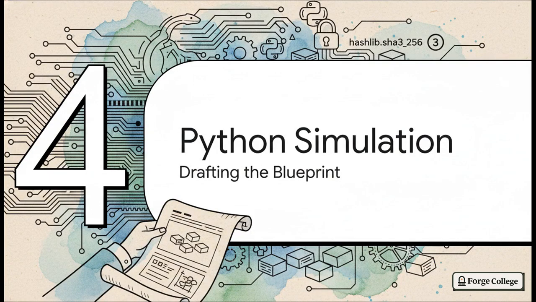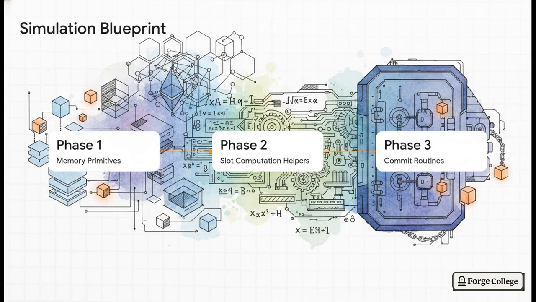All right, Section 4, building the Python simulation, drafting the blueprint. Now, theory is great and all, but to really, truly grasp this, we're going to build a reproducible simulation script using Python 3. Here's our 3-step construction manual. Phase 1 is going to set up our memory primitives. Phase 2 will be our slot computation helpers, the math we literally just talked about. And Phase 3?